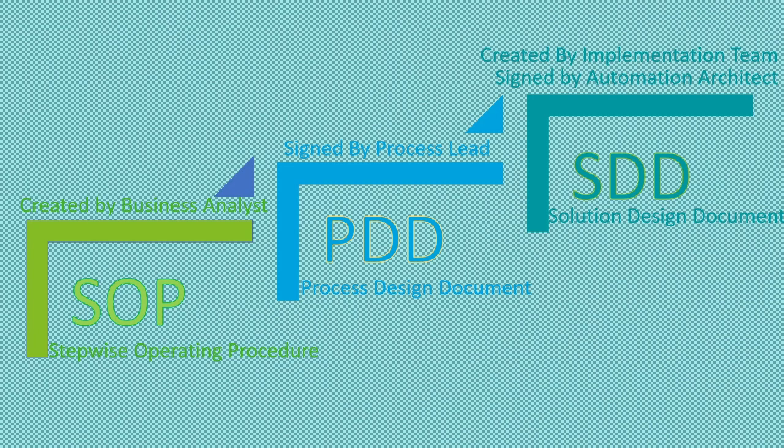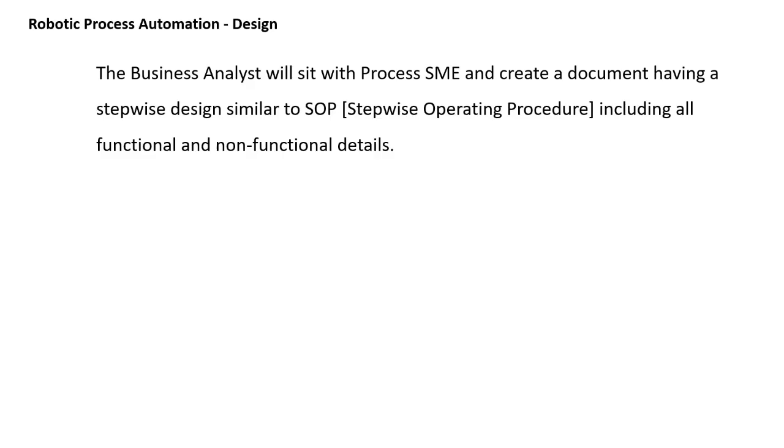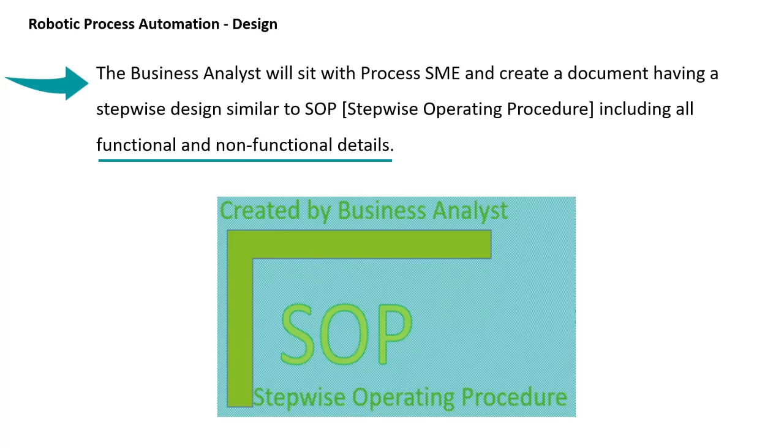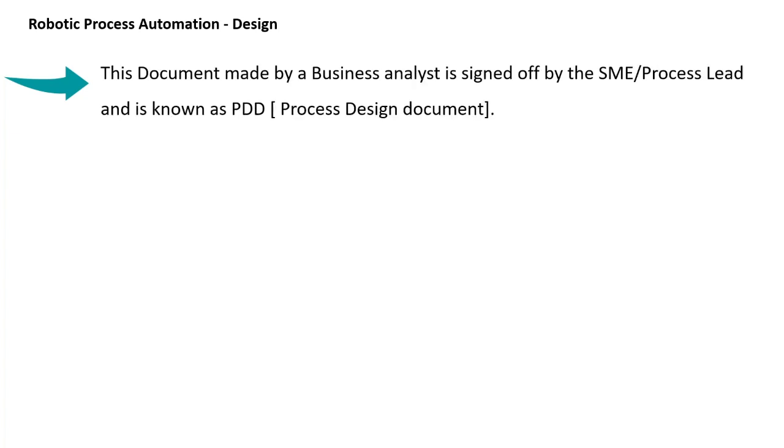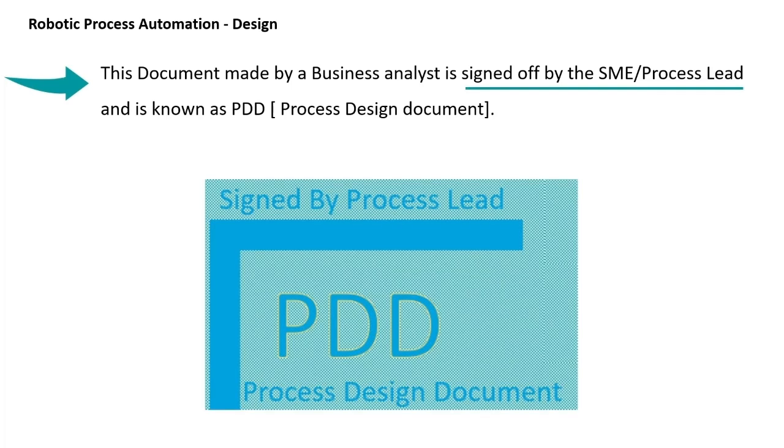Just to summarize, we can say that the business analyst will sit with the process SME and create a document having a stepwise design, including all the functional and the non-functional details. So now we have a stepwise operating document which is shared for review with the process lead, the manual process lead, who will sign off this document, and it is known as the process design document.